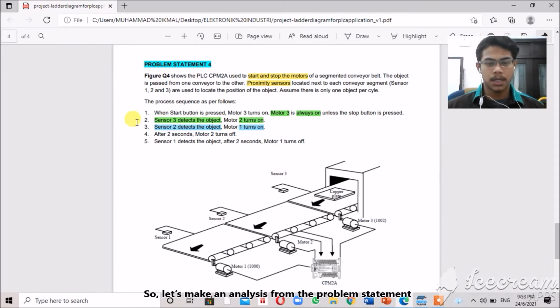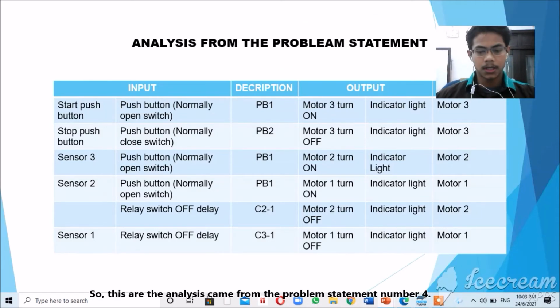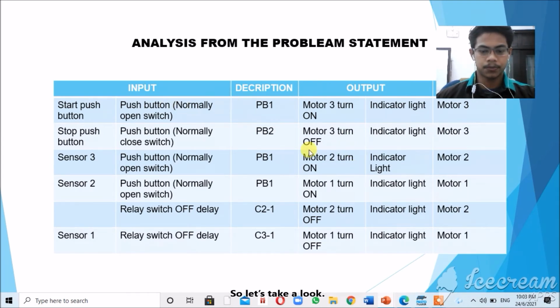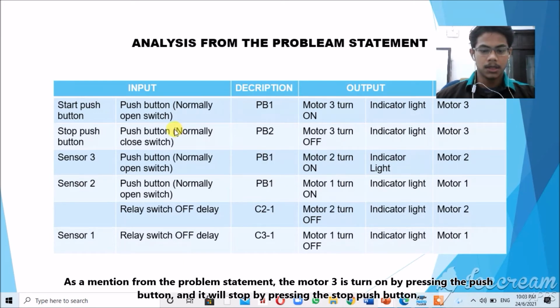So let's make an analysis from the problem statement. These are the analysis from problem statement number 4. The analysis is divided into two segments, which are input and output. So let's take a look. As I mentioned from the problem statement, motor 3 is turned on by pressing the push button, and it will stop by pressing the stop push button.